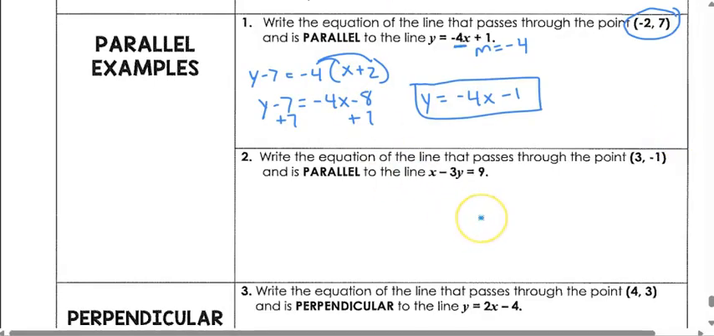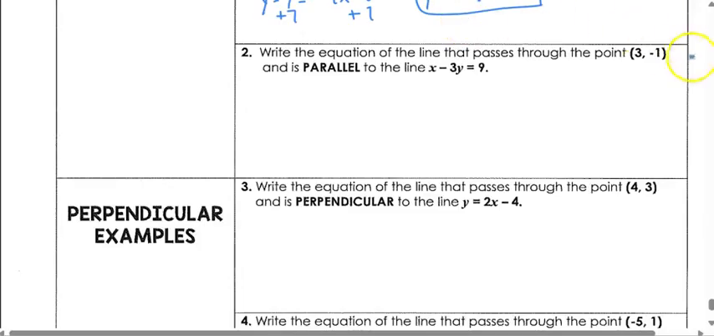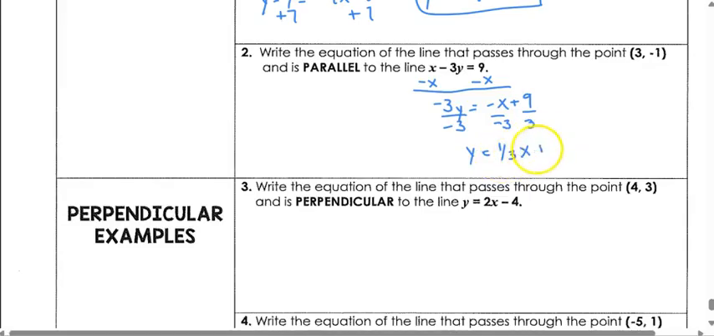Here, we want to write the equation of the line that passes through the point (3, -1) and is parallel to this line. From here, I cannot see the slope because it is not in slope-intercept form. So the first thing I'm going to do is get y by itself so I can see what the slope is. I subtract x from both sides, and then I divide everything by -3. That would give me y = 1/3 x + 3. So that means my slope is 1/3.